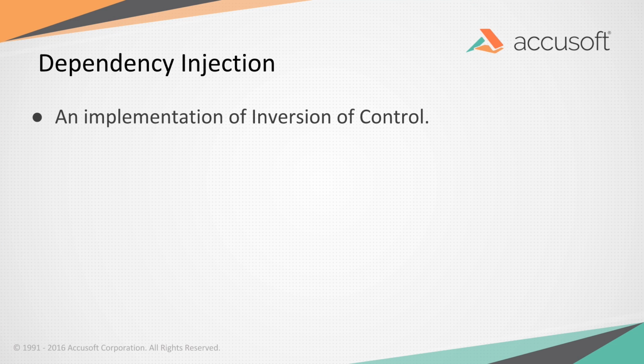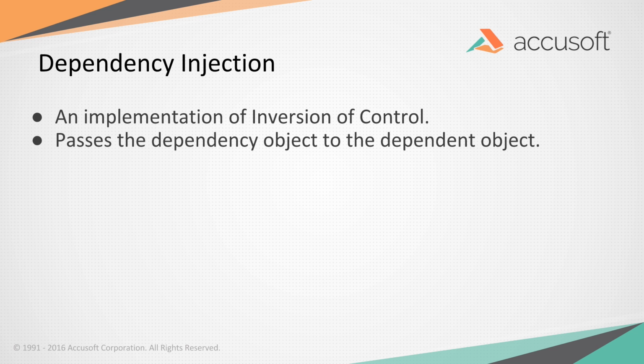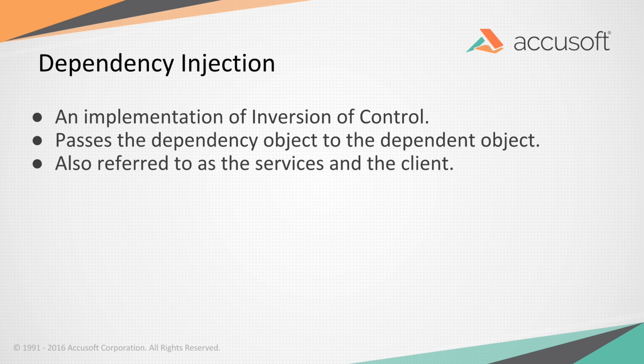So dependency injection is just a very specific form of inversion of control, where when you're creating the objects, you are passing in the dependencies of that object. This is also referred to as services and clients. Your client is what has the dependencies, and the services are what you're trying to inject into there.